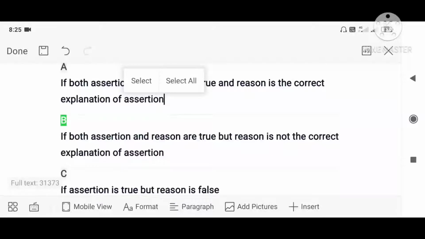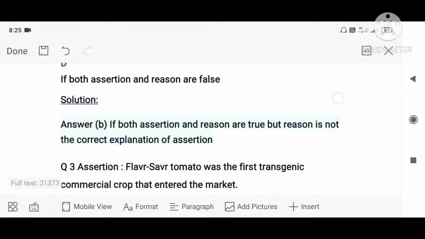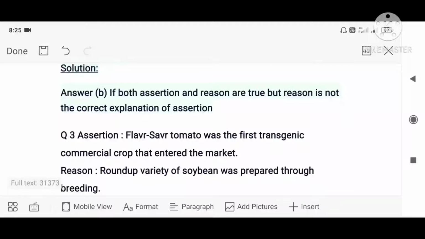No. They are not saying about human beings. They are saying about some other things, honeybees. That's why the assertion and reason are true, but the reason is not the correct explanation of the assertion, right? So that is the answer for the second question.